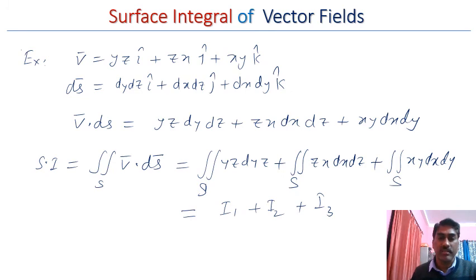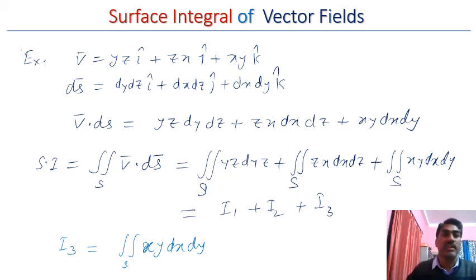So what is I3 now? I3 is the double integral of xy dx dy, meaning we need the limits of x and y. So how do we find these? Let us describe this on the figure.